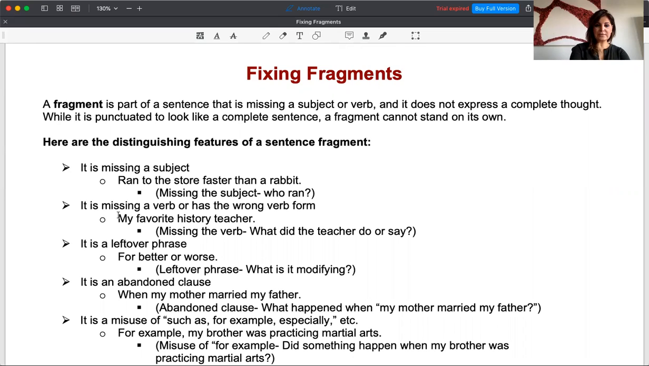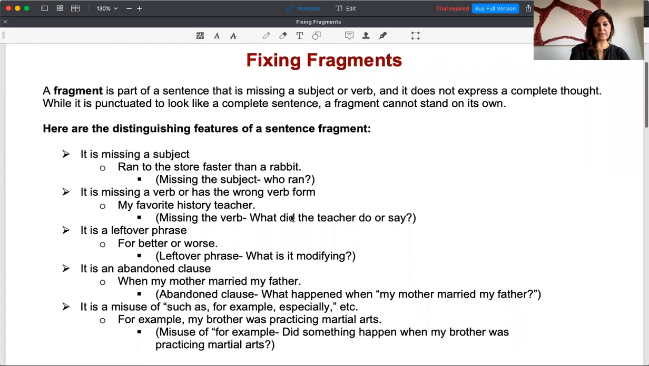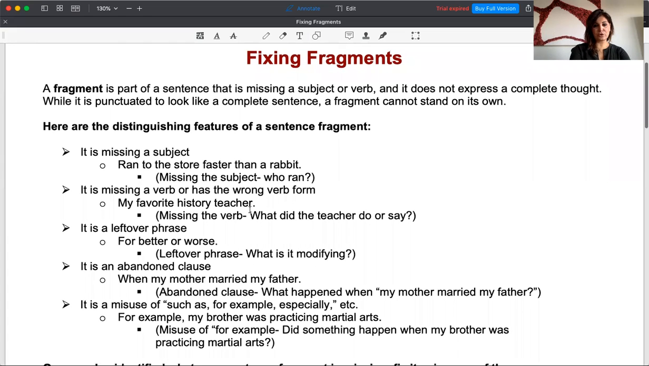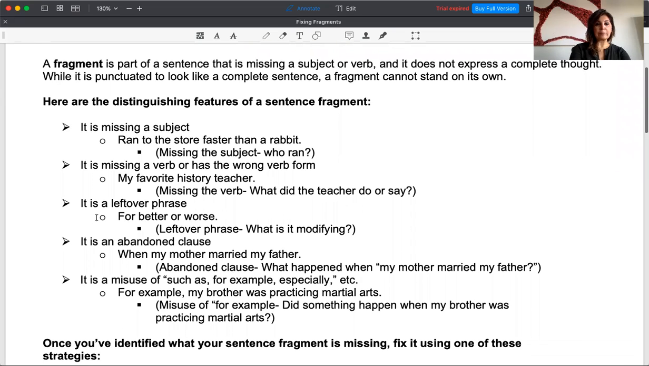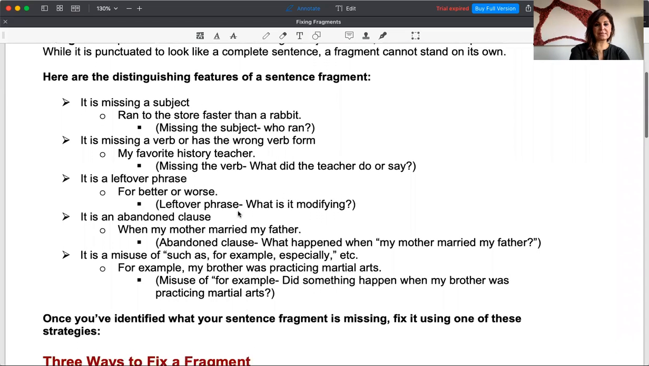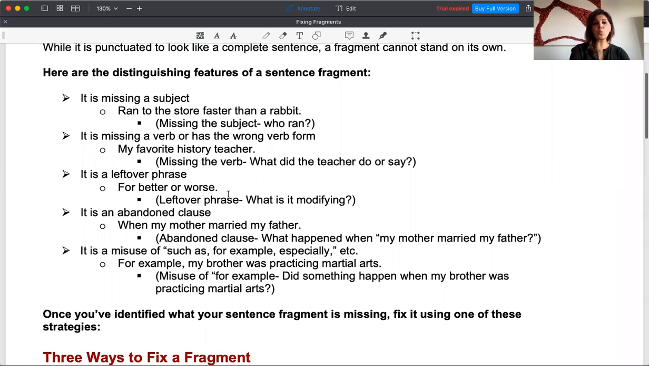Here is another example. If the verb is missing, it is also a fragment. For example, if I say, my favorite history teacher, that is a fragment because the verb is missing. It's an incomplete phrase or a piece of a sentence. For example, if I say, left for better or worse, in casual or colloquial conversation, that is okay, but in IELTS writing and IELTS speaking, that is absolutely not okay. So this is a piece of a sentence.